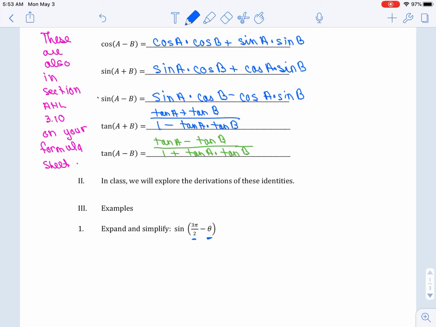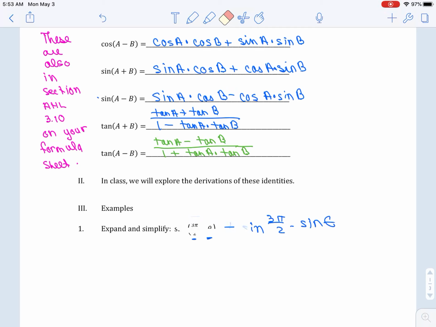And I just want to remind you again, this does not equal the sine of 3 pi over 2 minus the sine of theta. Okay, there's no distributive property of sines. You can't do that. They're not equal. So how do we do it?